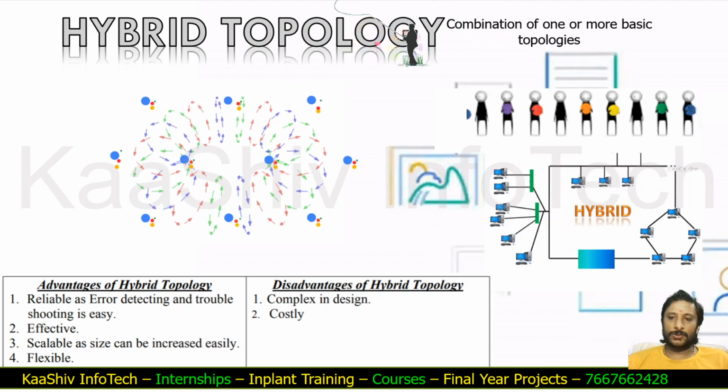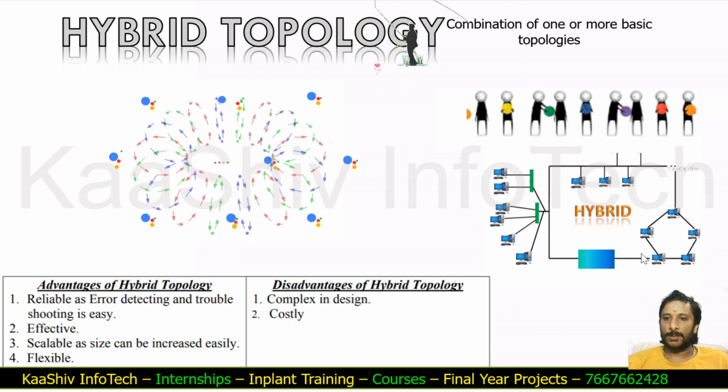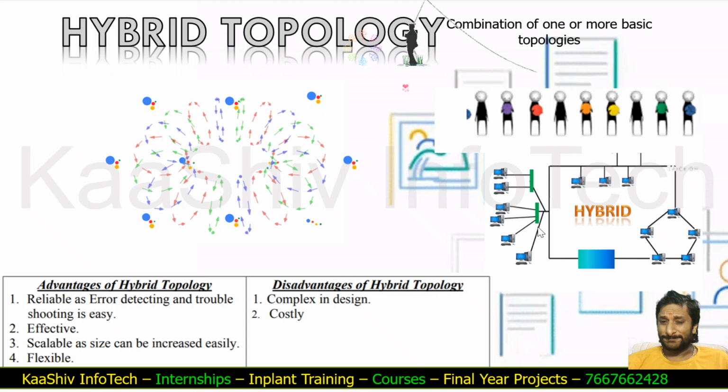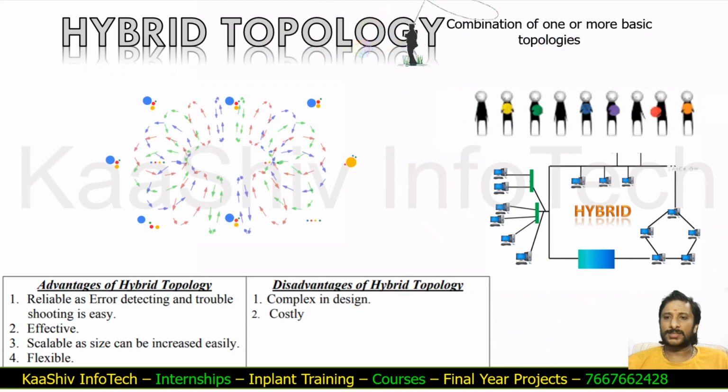Yes, we have seen the topologies. Here is a topology. You can see the hybrid topology here. This is your hybrid topology. You have the star, the tree, the bus, the ring, everything. That is called a hybrid topology.